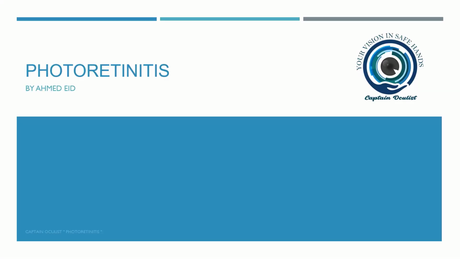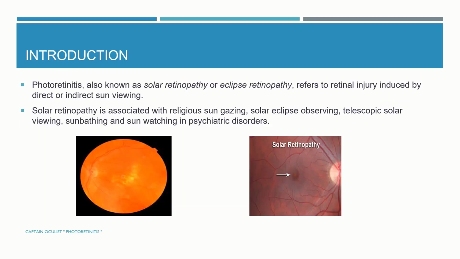Hello, so today we will discuss photoretinitis. Let's start from the introduction. Photoretinitis is also known as solar retinopathy or eclipse retinopathy. It refers to retinal injury induced by direct or indirect sun viewing. Commonly, solar retinopathy is associated with religious sun gazing, solar eclipse observing, telescopic solar viewing, sunbathing, and sun watching in psychiatric disorders.